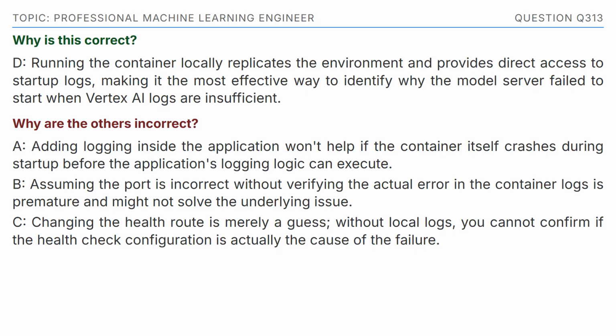A. Adding logging inside the application won't help if the container itself crashes during startup before the application's logging logic can execute. B. Assuming the port is incorrect without verifying the actual error in the container logs is premature and might not solve the underlying issue. C. Changing the health route is merely a guess. Without local logs, you cannot confirm if the health check configuration is actually the cause of the failure.